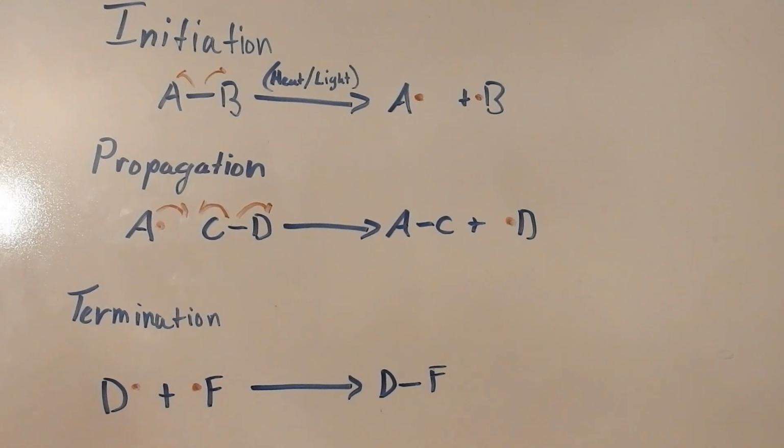The initiation step in a radical chain reaction is the step in which a free radical is first produced. A termination step of a radical chain reaction is one in which two radicals react together in the same way so that the chain can no longer propagate.